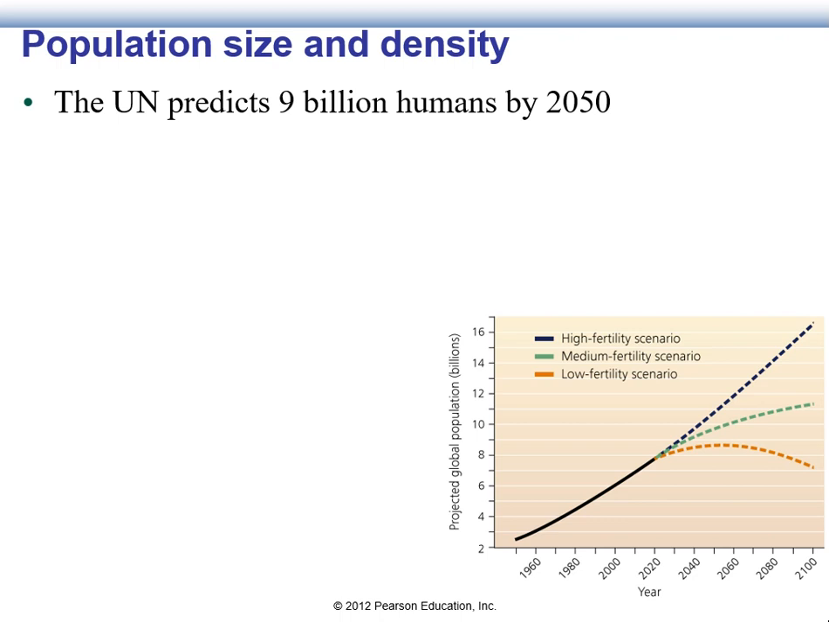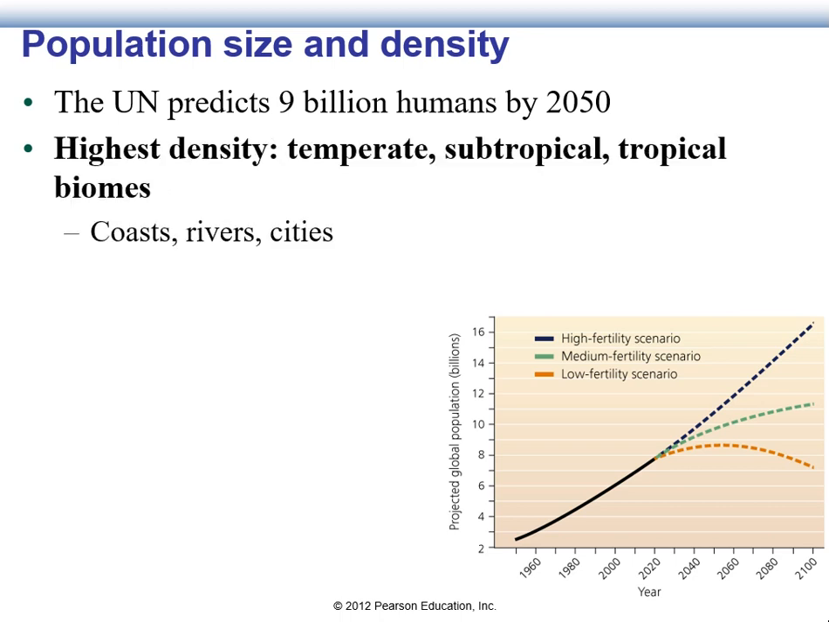Population size is currently about 7.7 billion on Earth. The UN predicts that we'll see 9 billion humans by 2050. And actually by 2023, we're supposed to have 8 billion on Earth. Of course, the distribution and the density are not the same everywhere.